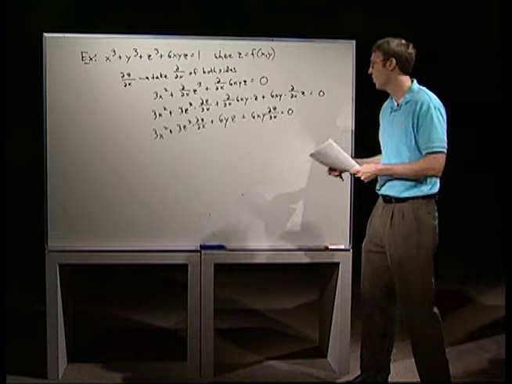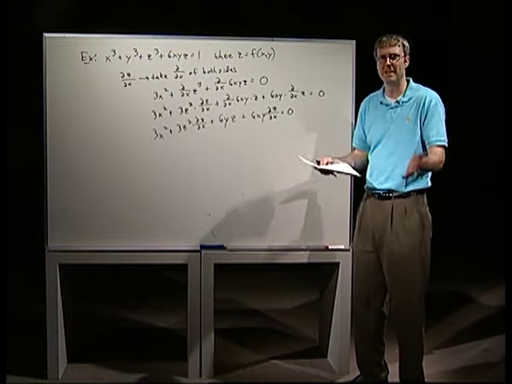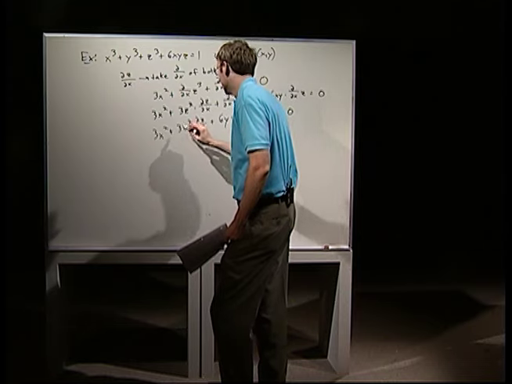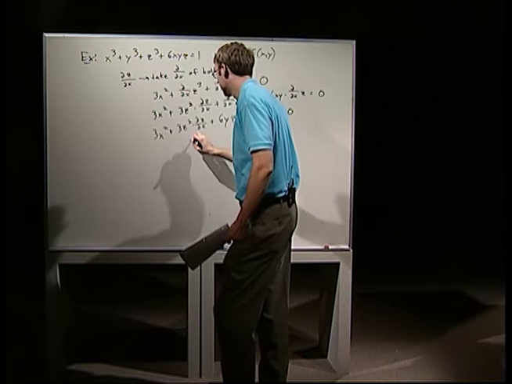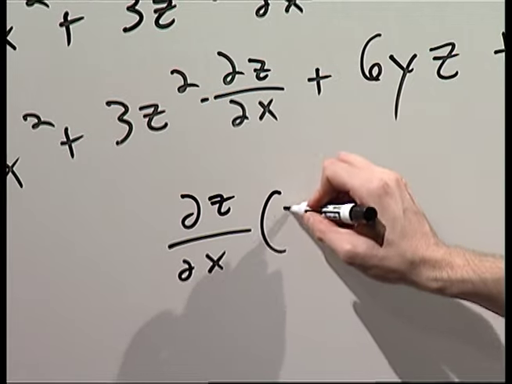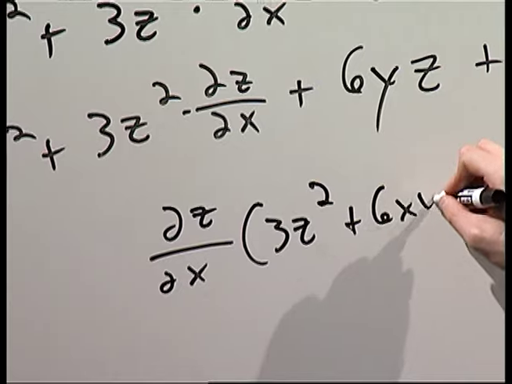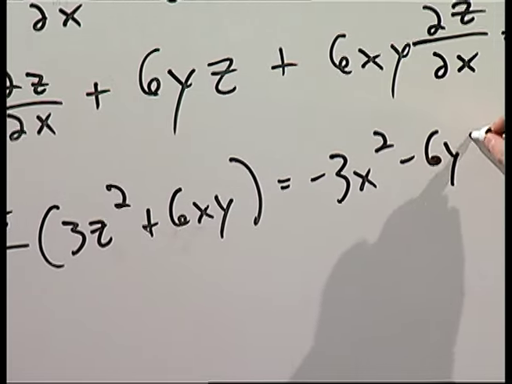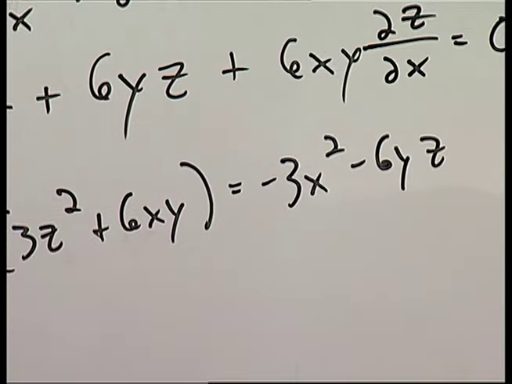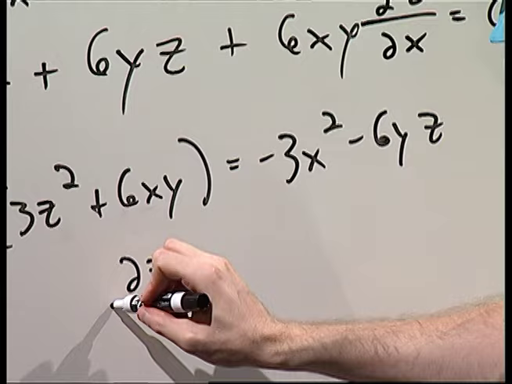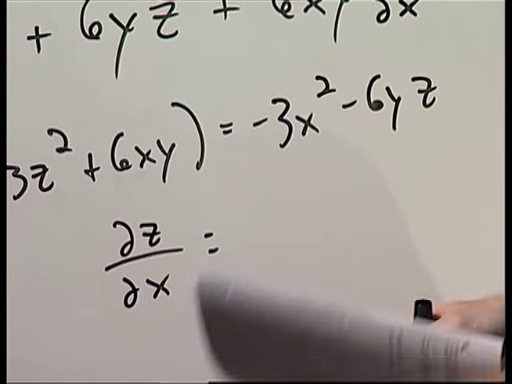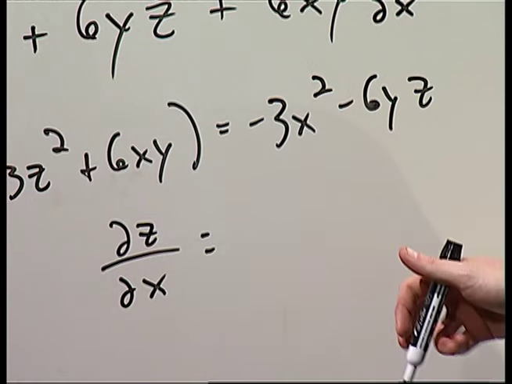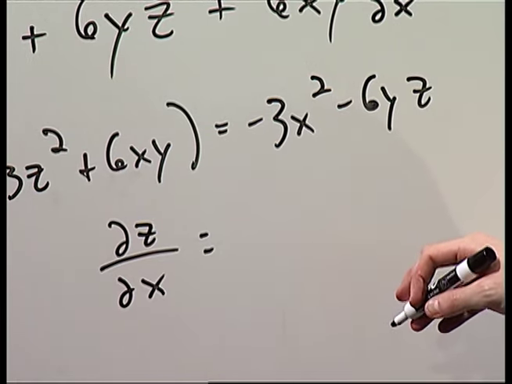And again, my goal here was to get these partial z partial x terms. I want to solve for this. I want to get this isolated. How can I do that? I can move some things over and get some things isolated here. So partial z partial x times 3z squared plus 6xy equals minus 3x squared minus 6yz. Scoop these over, factor that out, and then I can just divide. I can pull out a 3 here. Anything else I can pull out? No, just a 3. Actually, I can pull out a negative 3, can't I?